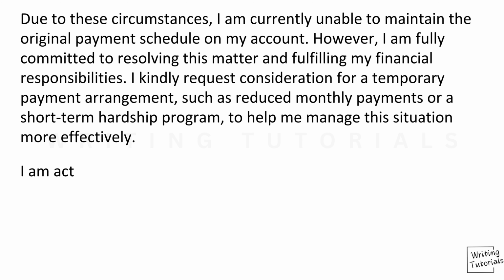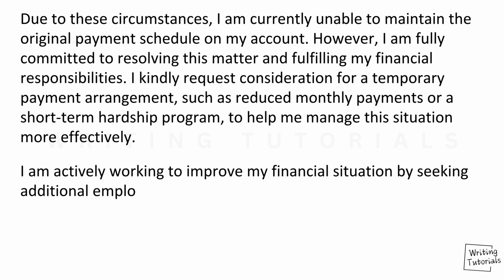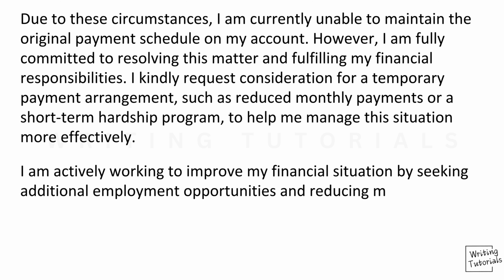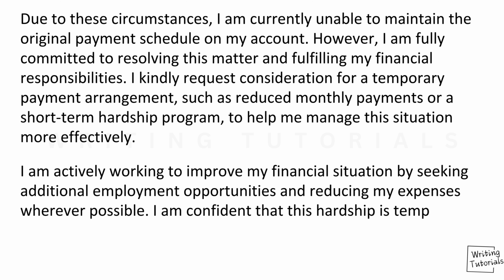Now let's move to the next paragraph, which focuses on your efforts to improve your situation. This paragraph shows that you are taking action. First sentence: I am actively working to improve my financial situation by seeking additional employment opportunities and reducing my expenses wherever possible. This shows initiative and effort, which builds trust.